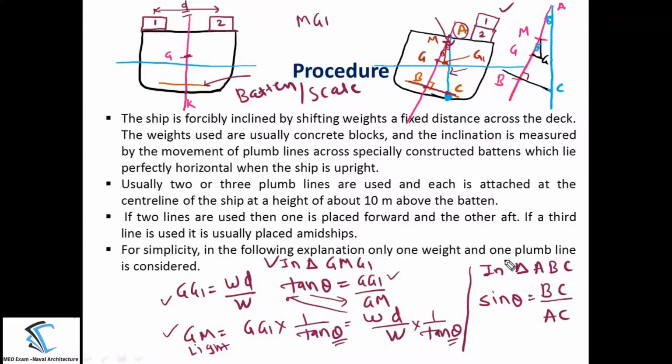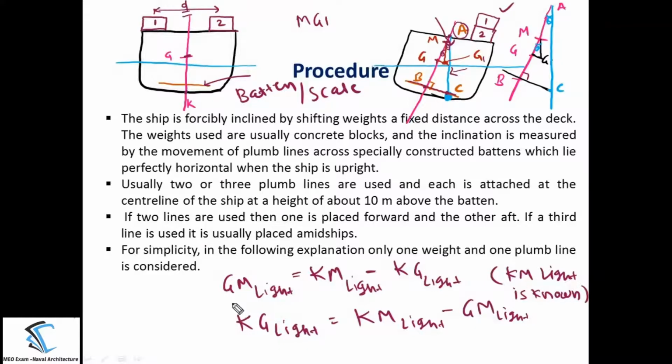For that purpose you have to see the triangle ABC, then sin theta is equal to BC by AC. So this theta we are measuring physically. BC value we are measuring physically on the scale. AC is the length of the plumb line. So you know both the things. Find out the value of theta. Take this value of theta and substitute back here. You will get the value of GM light.